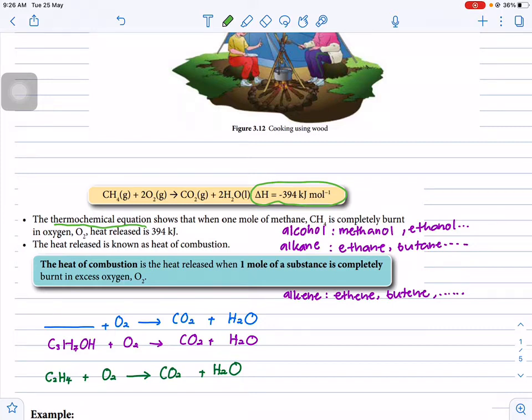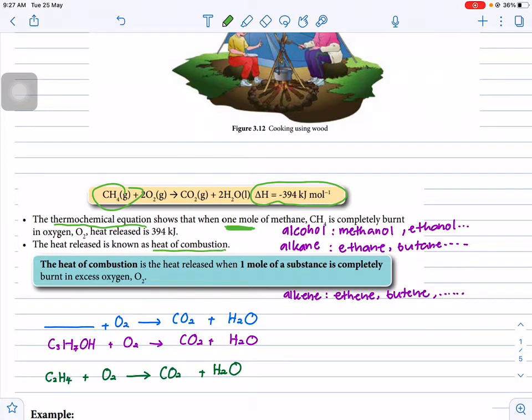So what does this thermochemical equation mean? It means when 1 mole of methane is completely burned in oxygen, the heat released is 394 kilojoules. When we write it in the form of a statement, we write the heat released, with no need to put the negative sign: heat released is 394 kilojoules. So the heat released is known as heat of combustion. Why? Because it represents the heat released for 1 mole.